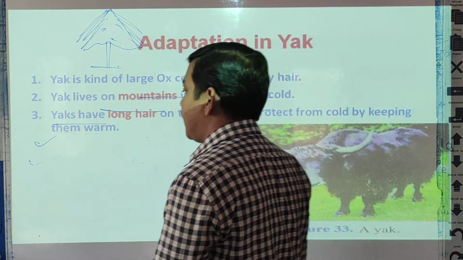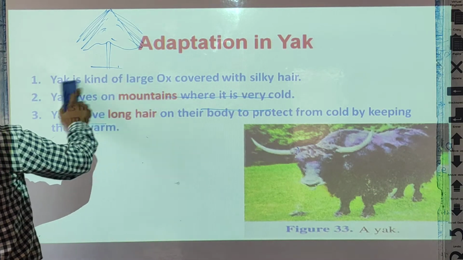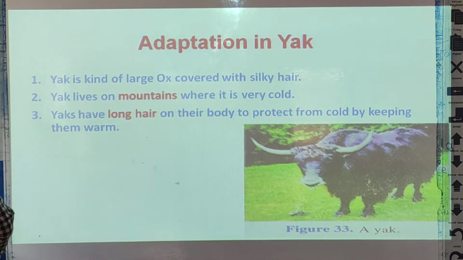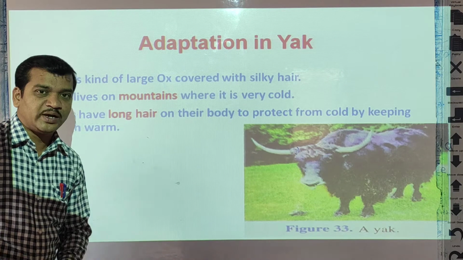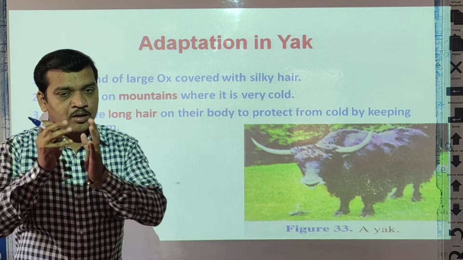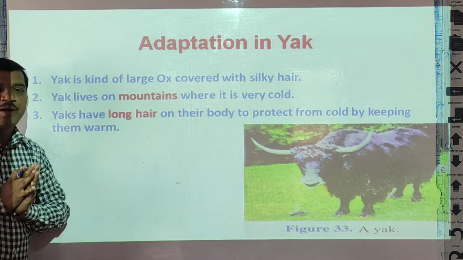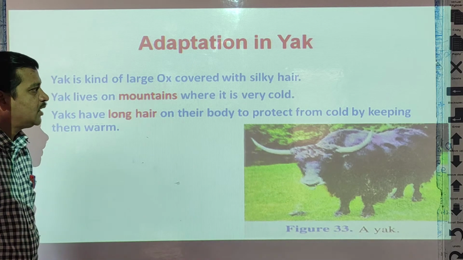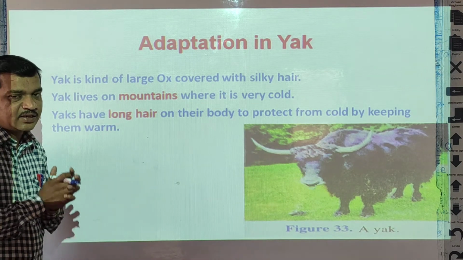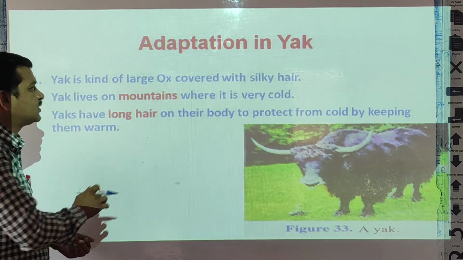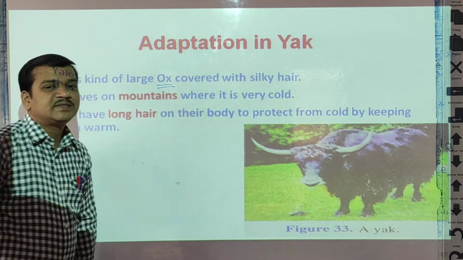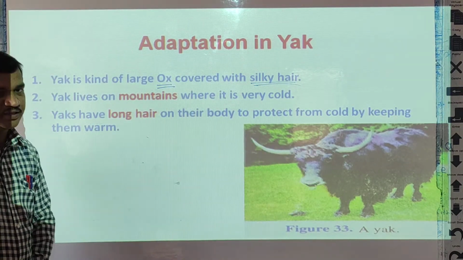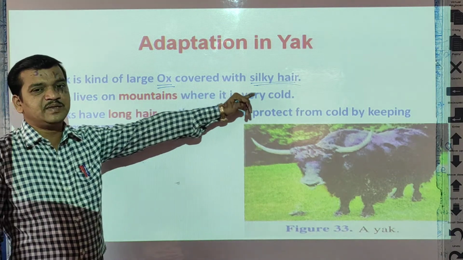Now we'll see about animals. Which type of animals can we see in mountain habitats? Especially the yak, goat, snow leopard. These animals we can see in mountain habitats. So what type of adaptations are there? Can you see this animal? This is the picture of a yak. So what is a yak? A yak is a kind of large ox covered with silky hair. It is one kind of ox, but larger in shape, and its body is covered with silky hair.